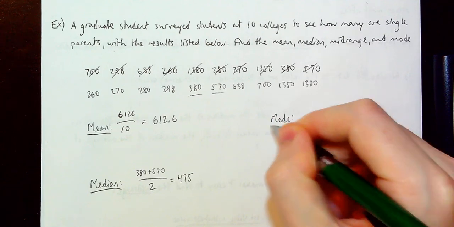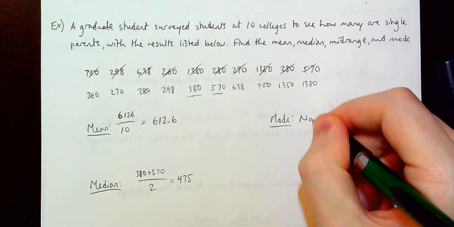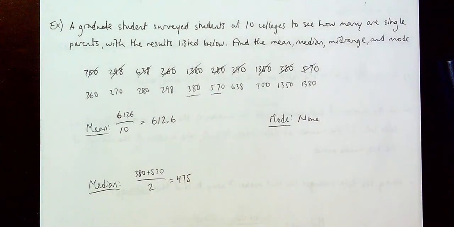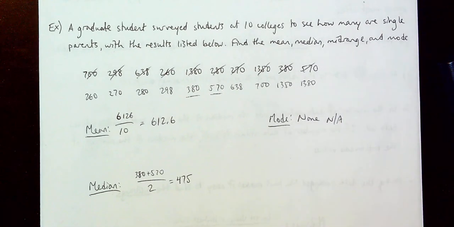The mode. Again, the mode is the value that occurs most often. But if we look at our values here, there isn't any value that occurs more than once. Every value only happens once. So this is a case where we would say that there is no mode. You could say none, you could say NA. Something to show that there isn't one.